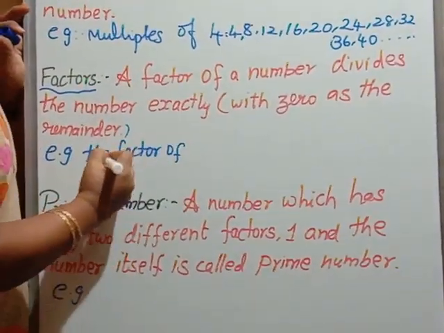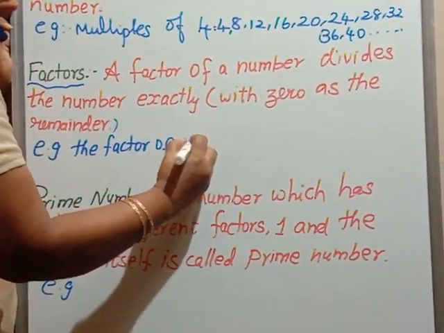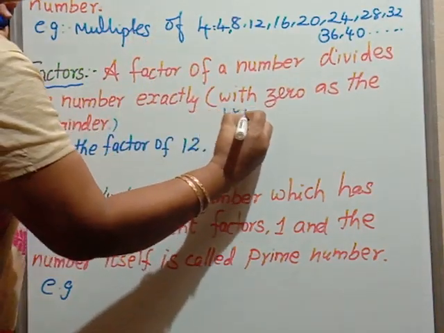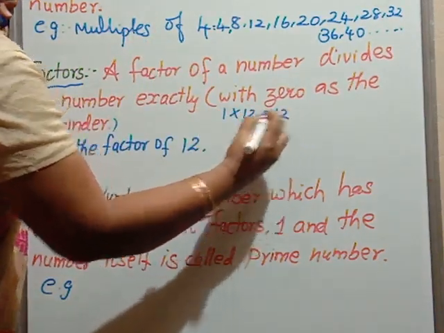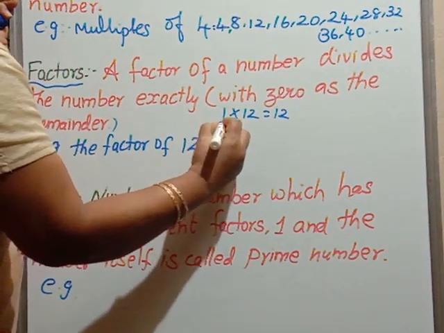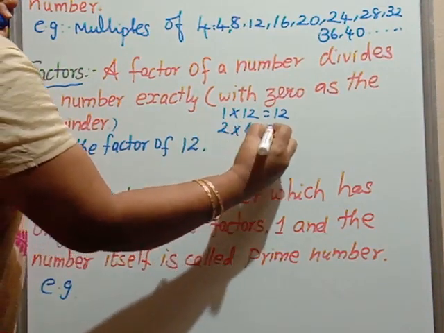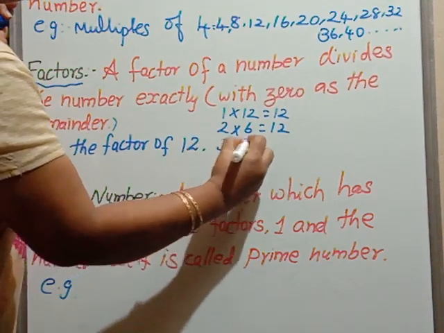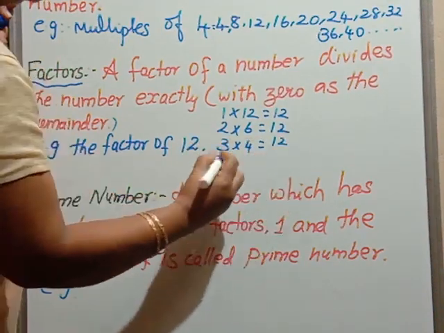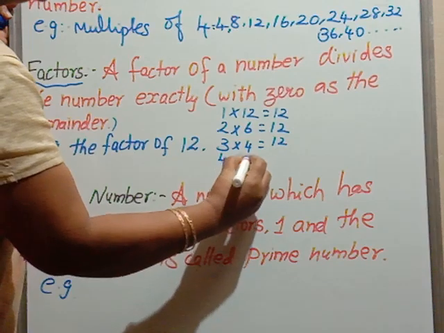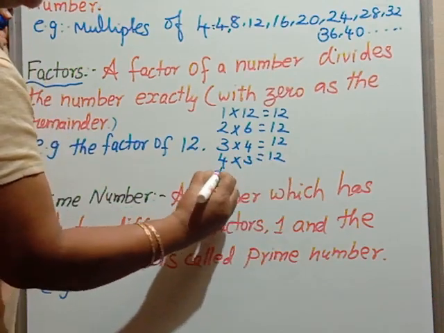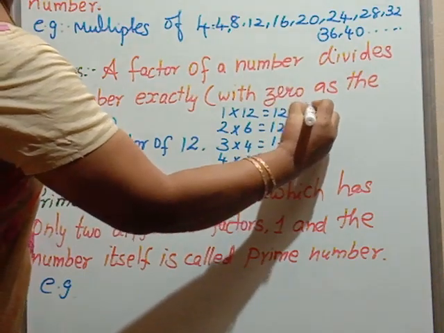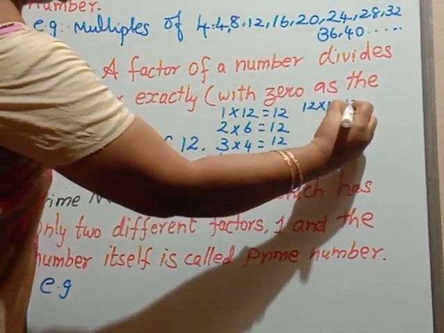Example, you see, I want to find the factors of 12. Now, here 1 twelve is 12. 12 can be divided by 2, no? Yes. 2 sixes are 12. Then again 3 fours are 12. 4 threes are 12. 6 twos are 12. Then 12 ones are 12.